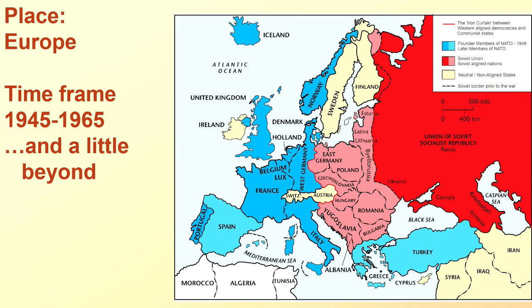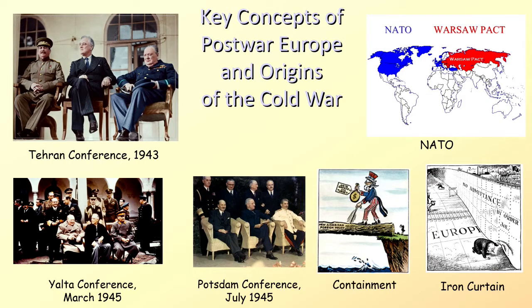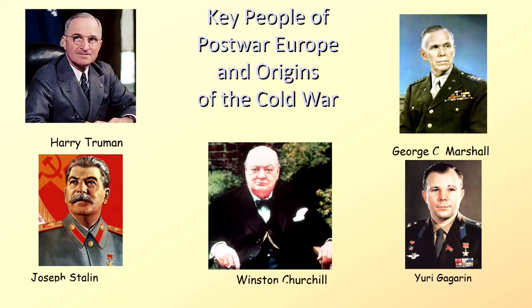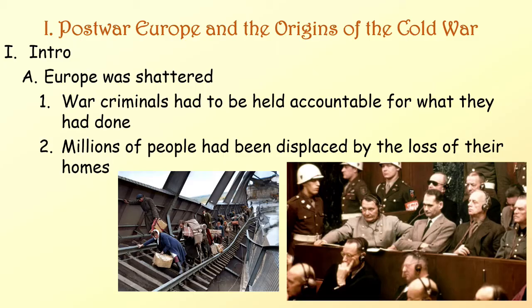Place, Europe, of course. Time frame, 1945 to about 1965, and a little beyond even. Key concepts of post-war Europe and origins of the Cold War. There are so many. The Tehran Conference, 1943. The Yalta Conference, March 1945. The Potsdam Conference, July 1945. Containment, the Iron Curtain, NATO, and let's include the Warsaw Pact. Key people of post-war Europe and origins of the Cold War: Harry Truman, Joseph Stalin, Winston Churchill, George C. Marshall, and Yuri Gagarin.